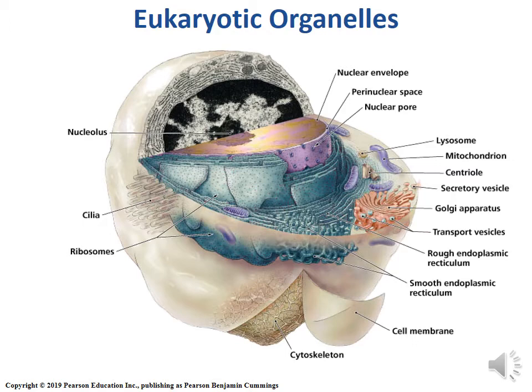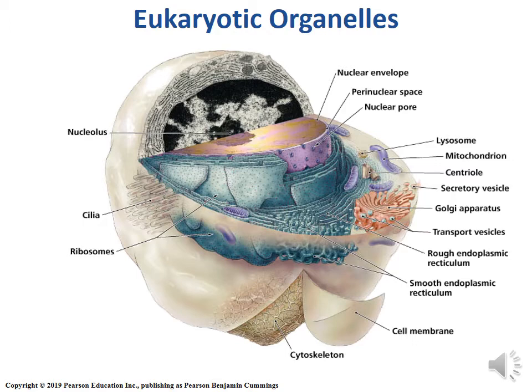Remember, we have two kinds: we have rough ER, which has the ribosomes, and that's where we make proteins. And we have the smooth ER, which is where we make either lipids or carbohydrates. And then once those things are made, they can be transported in little vesicles over to the Golgi apparatus, where they can get modified and packaged depending on what substance we're talking about. Some of those will get modified and packaged into things like lysosomes, and some will get packaged into secretory vesicles for secretion of the substances.